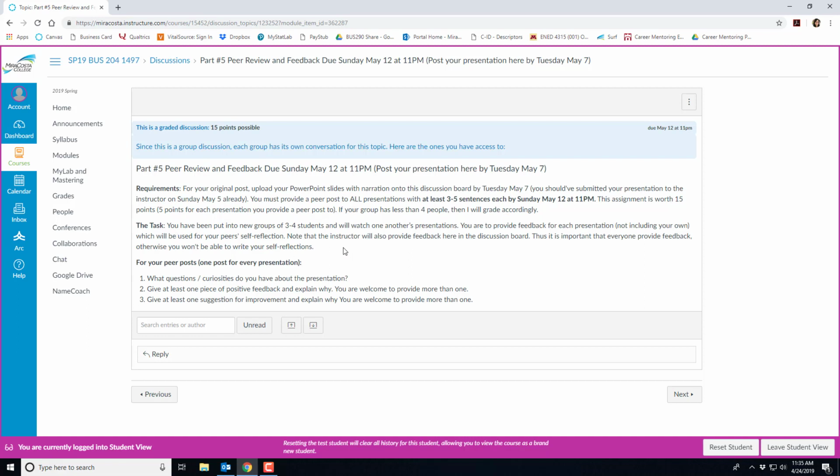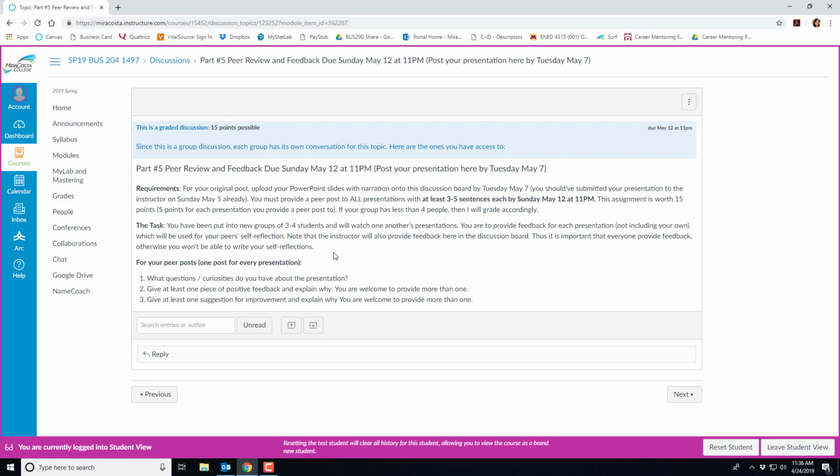So the task, again, you'll be in groups of about 4 students, 3 in the worst case if we don't have enough students. And if that's the case, then I adjust the points. You'll get 15 points even if you're in a smaller group. So you're going to provide feedback, and you don't have to evaluate your own. That's what you'll be doing in a later assignment with the reflection. Note that I'm also going to provide feedback directly into the discussion board. So in the past, all my feedback has been in private one-on-one, but to make it easier for you to access all of your feedback from your peers and me, I'm going to be putting it in the discussion board along with everybody else.